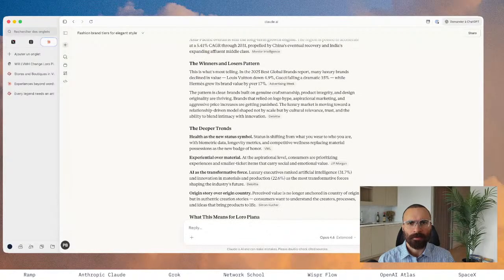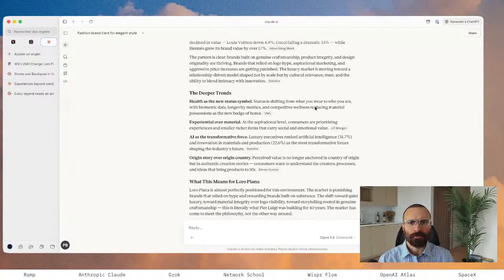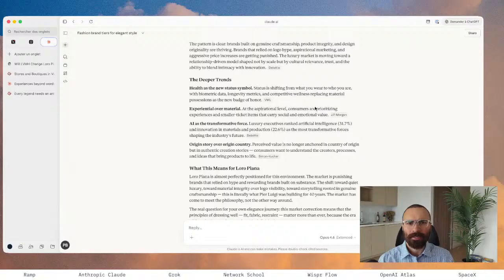The winners and losers pattern. Louis Vuitton down, Gucci falling a dramatic 35%. Hermes grew its brand value by over 17%. Brands built on genuine craftsmanship, product integrity, and design originality are thriving, while brands that rely on logo hype and aspirational marketing are struggling. Aggressive price increases are getting punished. The luxury market is moving toward a relationship-driven model shaped not by scale, but by cultural relevance, trust, and the ability to blend intimacy with innovation.